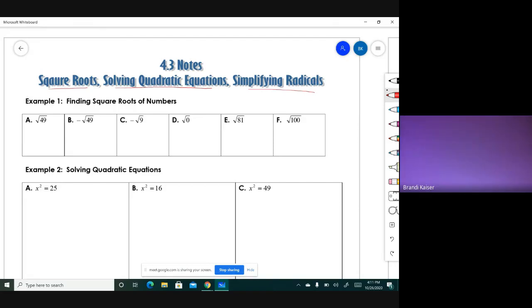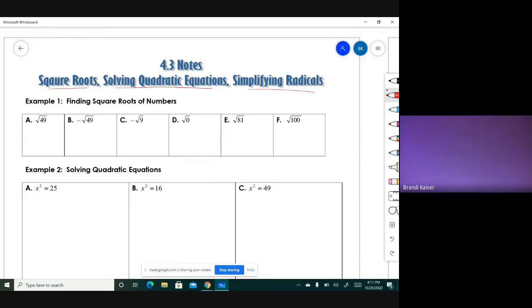So basically, up until this point, we've started talking about solving quadratics and we've only talked about factoring. So this video is going to go through how to use a square root, because essentially in order to get rid of a square, to undo a square, you have to use a square root.